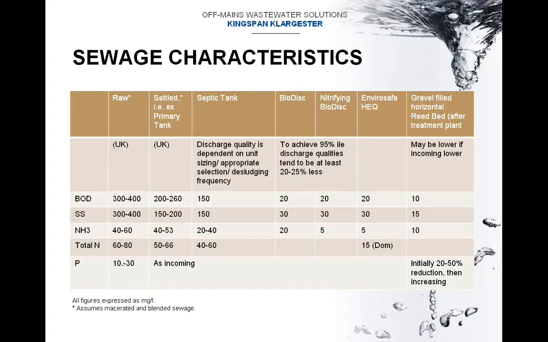The ammoniacal nitrogen in raw sewage is 40 to 60 milligrams per litre. In a septic tank, this may drop to 20 to 40 milligrams per litre. In a sewage treatment plant, we can reduce this down to 20 milligrams per litre. In a nitrifying sewage treatment plant, we can reduce this further down to 5 milligrams per litre.